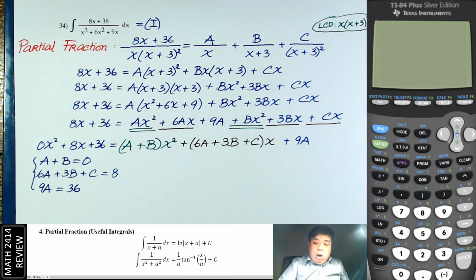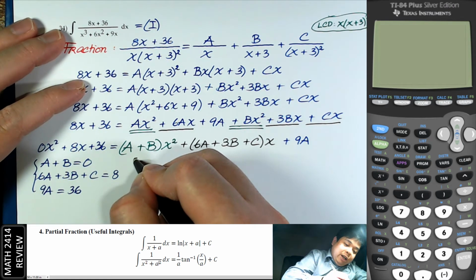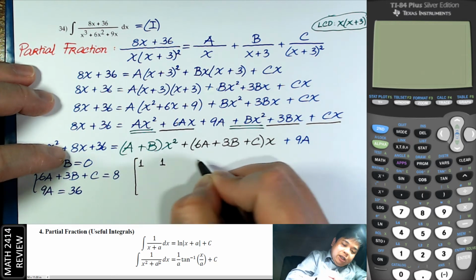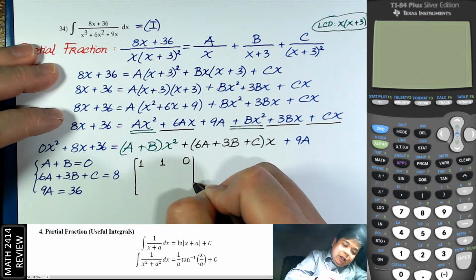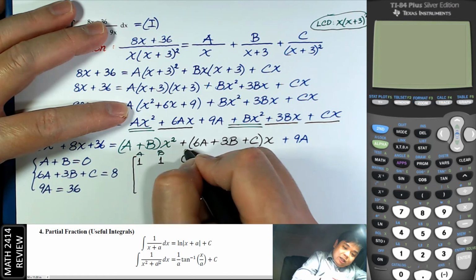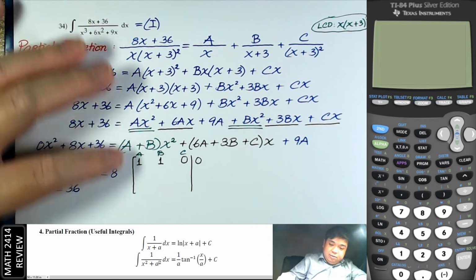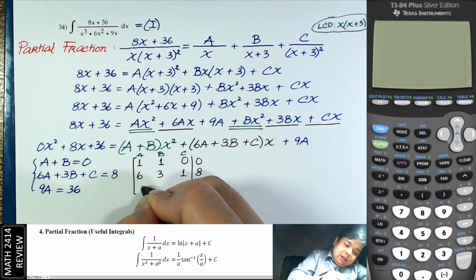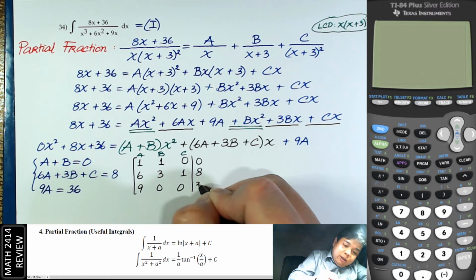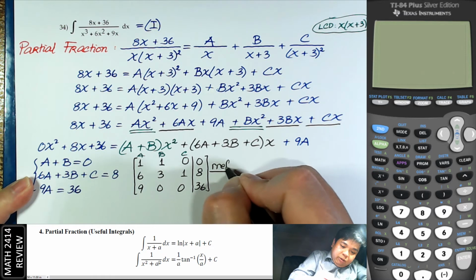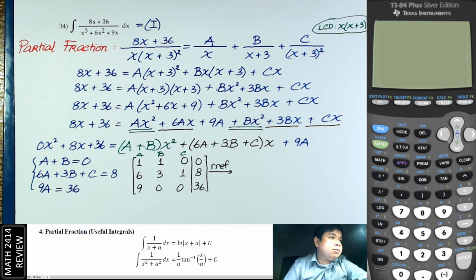Or if we want to solve that in matrix form, because we don't need to know how to do this with the calculator. Right. 1a, 1b, no c equals 0. So the coefficients are a, b, c, and whatever on the other side. 6, 3, 1, 8, 9, 0, 0, 36. And let's do that reduced row echelon form.